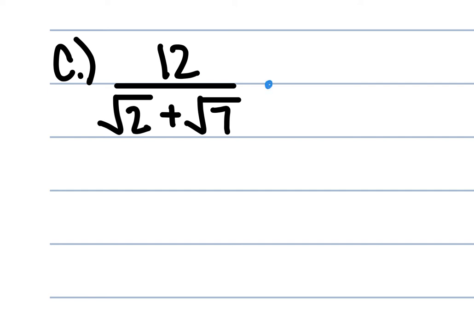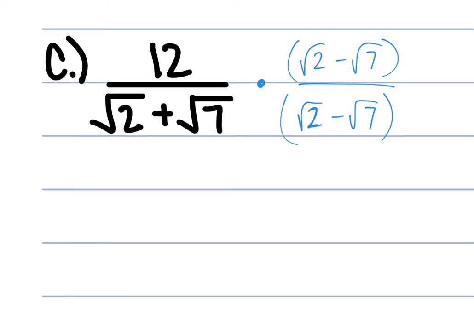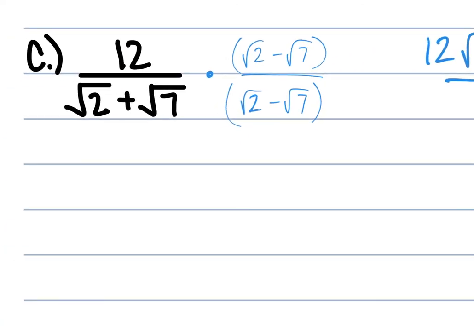What is the conjugate of the denominator? Adrian? Square root of 2 minus square root of 7. Yes, square root of 2 minus the square root of 7. When we multiply this in the numerator, what do we get? Sebastian? 12 times square root of 2 minus square root of 7.